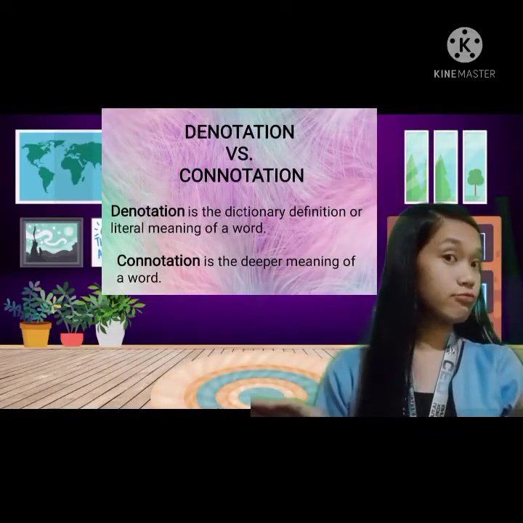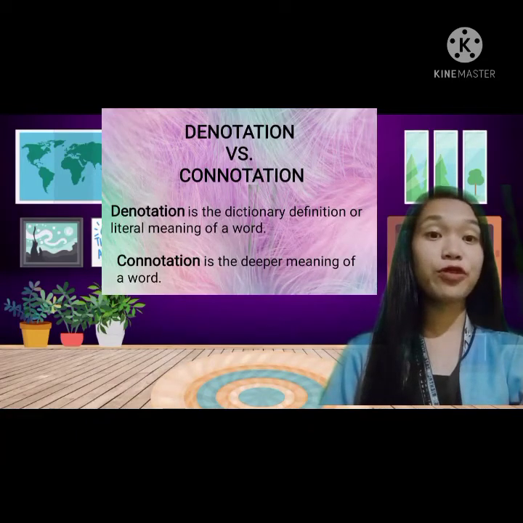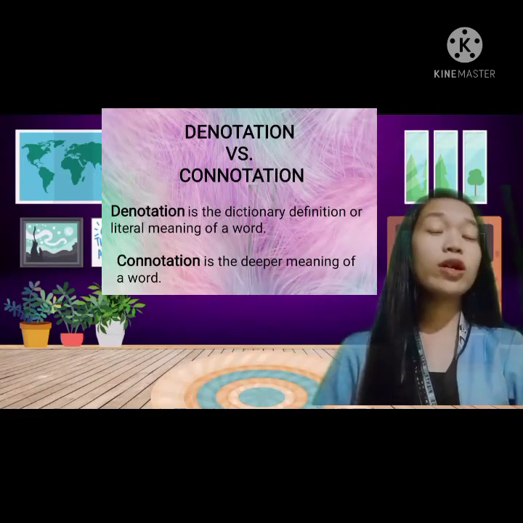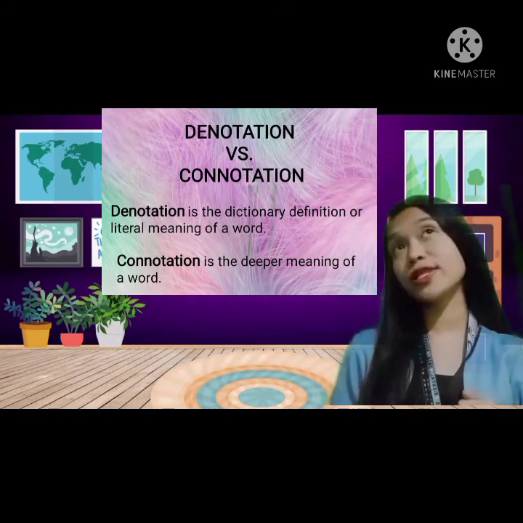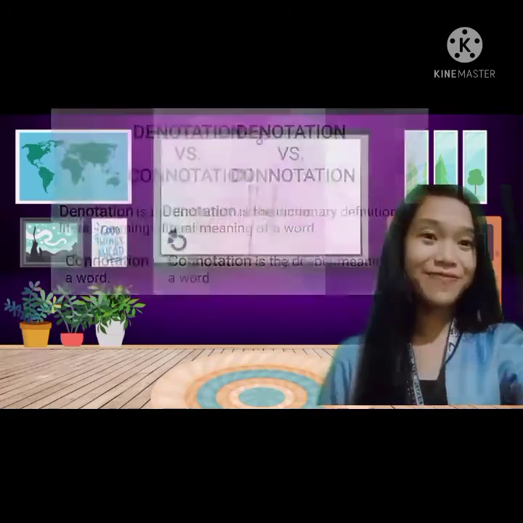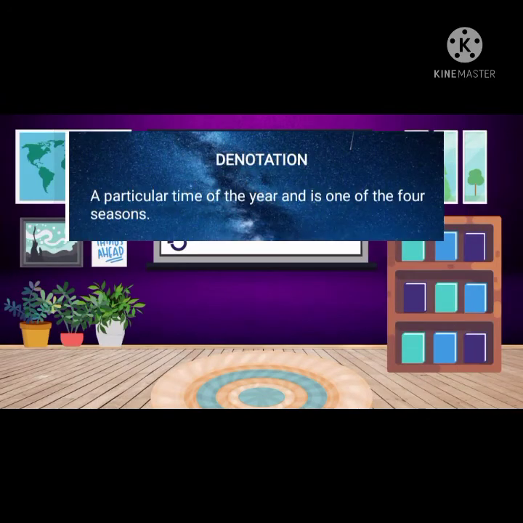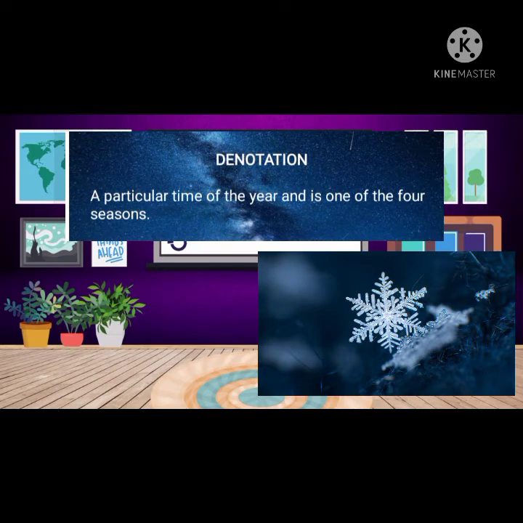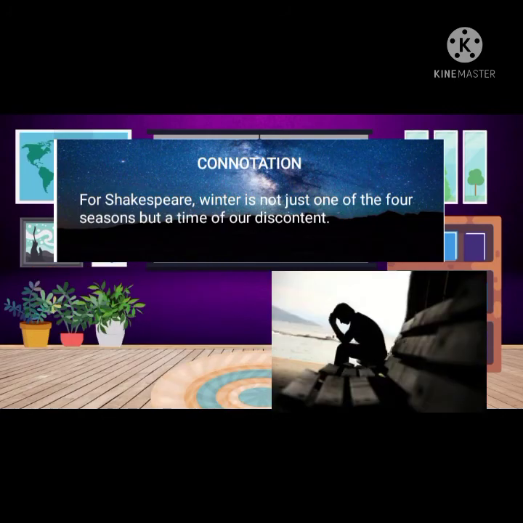Now, we will discuss denotation versus connotation. A word's denotation is its dictionary definition or its literal meaning, while its connotation is the tone of the word, or let's just say its deeper meaning. For example, the word winter. Its denotation is a particular time of the year and one of the four seasons. Its connotation, on the other hand, is this. For Shakespeare, winter was not just one of the four seasons, but a time of our discontent.